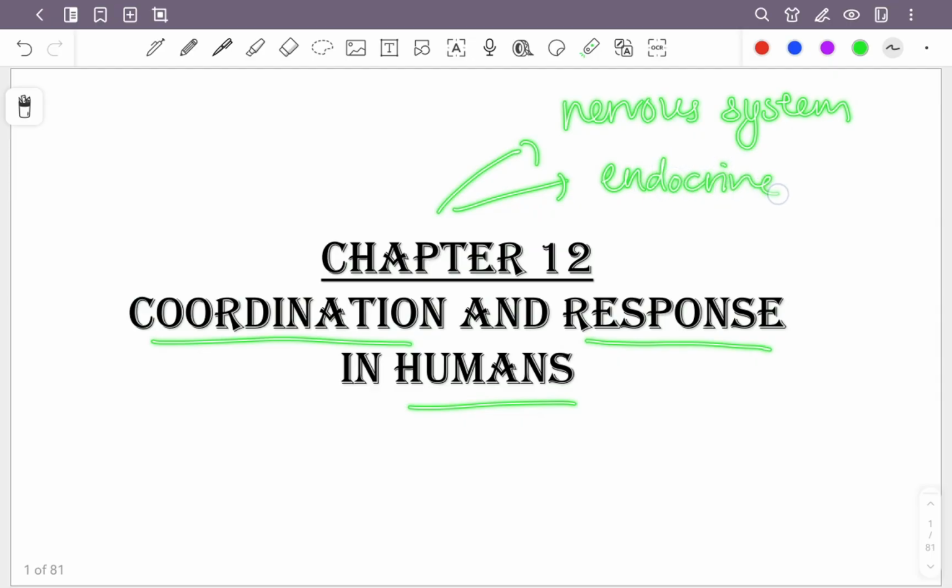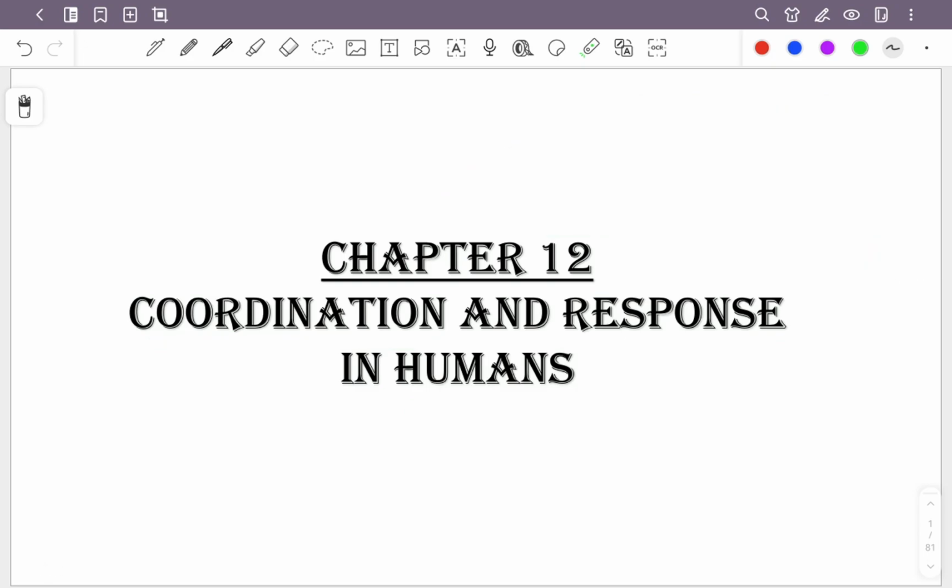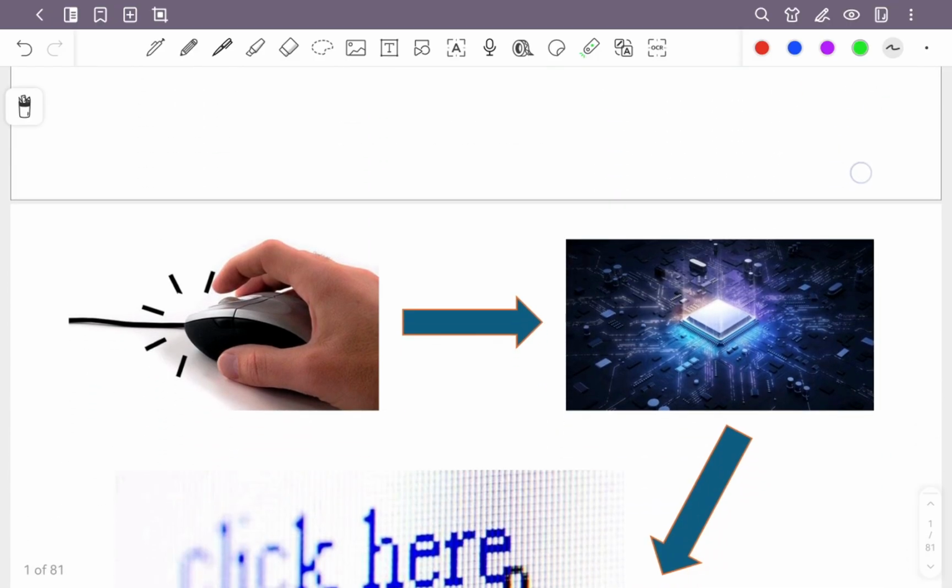So the nervous system is talking about the nerve cells, how our body generates the nerve impulse and how it's going to send it. For the endocrine system, it's more about hormones. So we're going to look at these two systems, how they work together to produce response. Response is basically how you respond or react to the changes around you. Okay, so now let's look deeper.